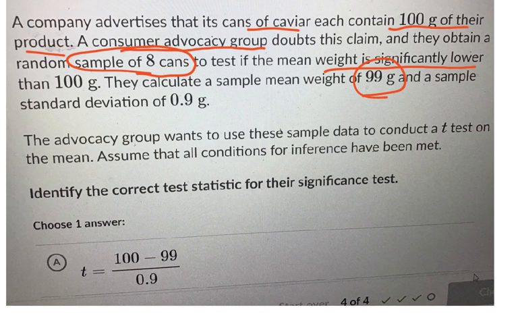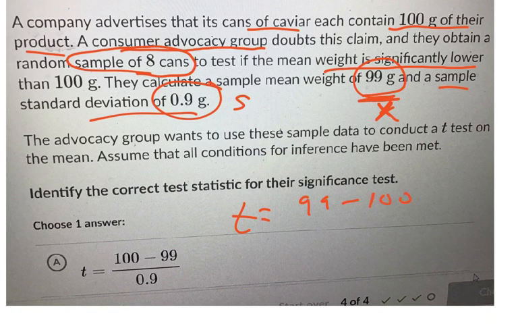Their mean weight was 99 grams, which is pretty close, and a sample standard deviation of 0.9 grams for that sample. Notice that this is our sample standard deviation, and this is the average, or X bar, for our sample. So long story short, our T is going to be 99, compared to what we assume it should be, which is 100, divided by our standard deviation, divided by the square root of 8.